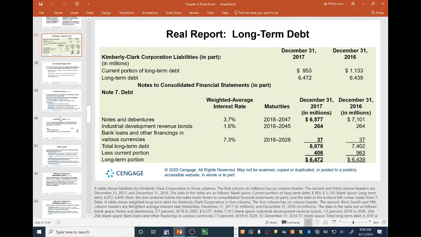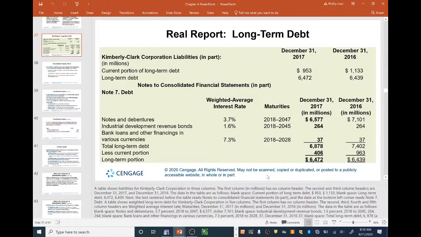Okay, here's a real report, long-term debt. We can see here how it would actually look in an excerpt of a company's statements. This is Kimberly-Clark Corporation's liabilities in part. We can see the two different year endings, the first one 2016, the second one 2017. It shows the current portion of long-term debt, then we have the long-term debt. Then the notes to the financial statements, so this is note 7 for debt.